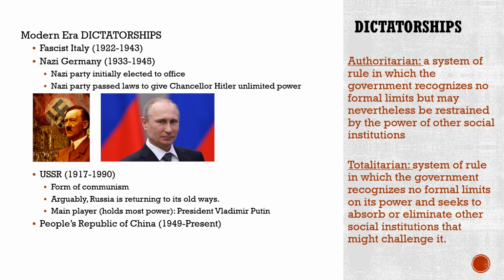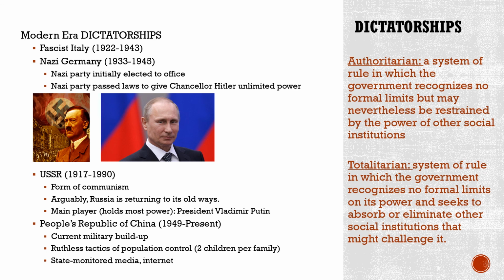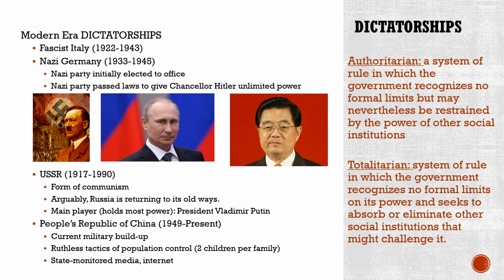Then you have the People's Republic of China, 1949 to the present. China has a communist government, but a capitalist economic system. They have a current military, technological, and resource buildup. As the population grows, they try to create as much as possible. Tactics of population control: two children per family, and you pay a fine for the second. And they have a state-monitored media and internet. There is no YouTube or Google in China. They have Bing and a state-created search engine. And there is China's ruler.